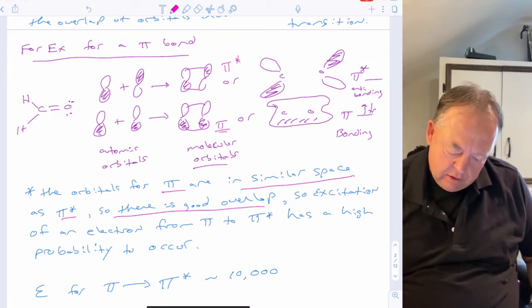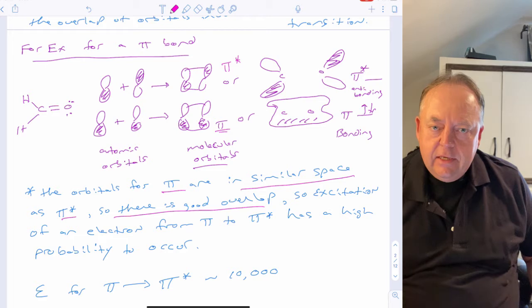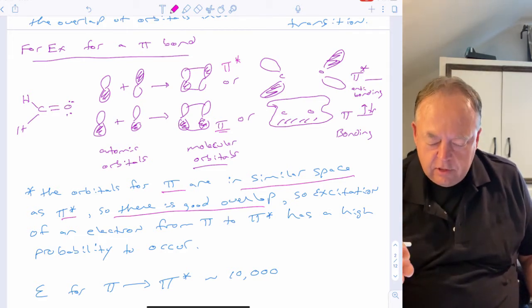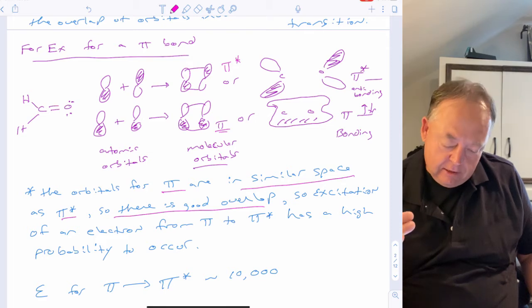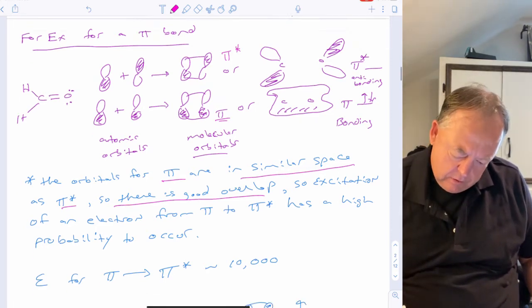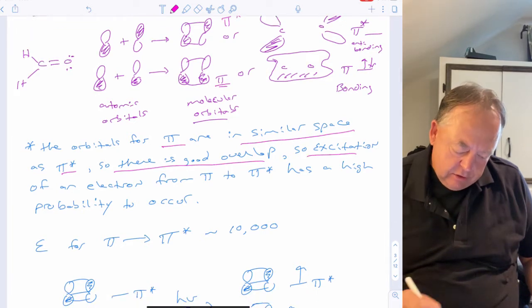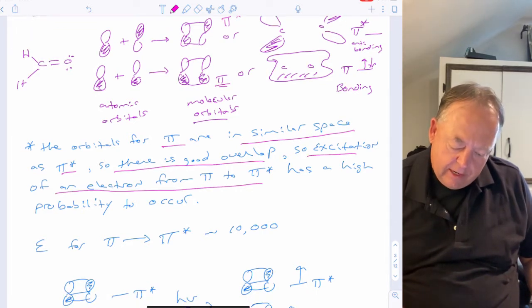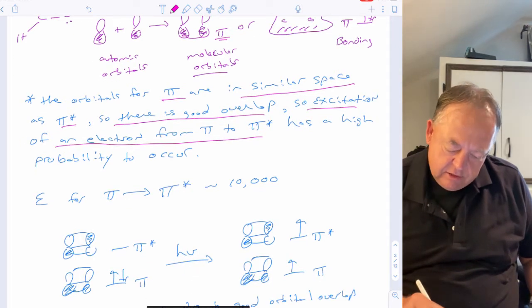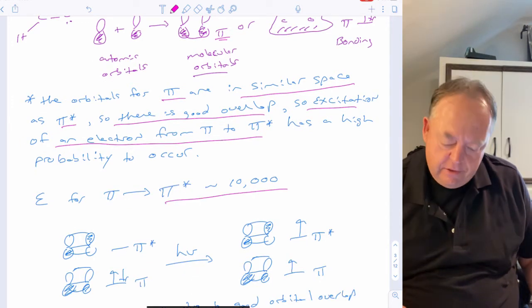So that means there's a high probability that when the radiation comes in, an electron can absorb it and move from pi to pi star. So the extinction coefficient for an electron moving from pi to pi star has a high probability to occur, so the extinction coefficient is a pretty large value.